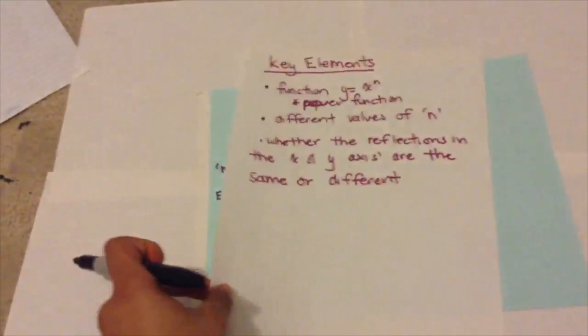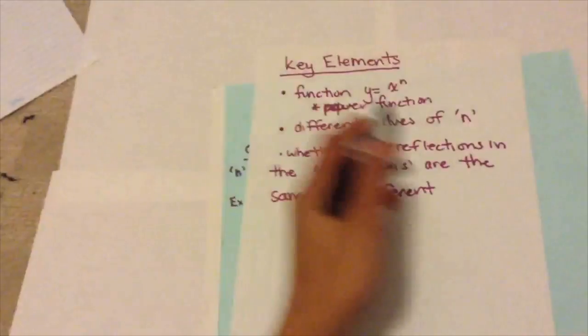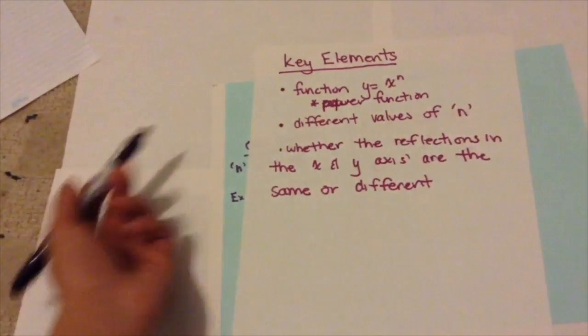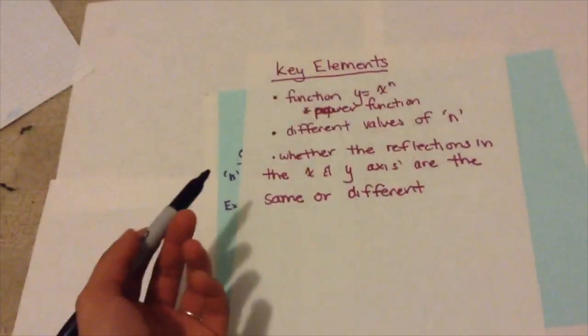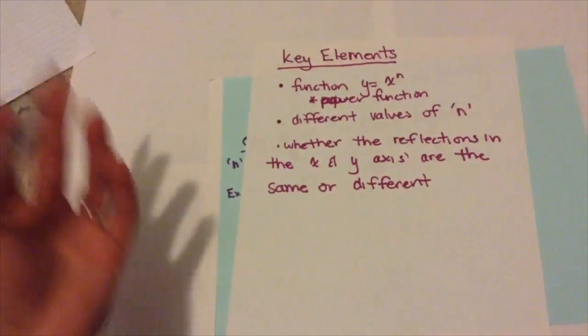Okay, so let's look at the key elements of this question. We're going to be looking at the function y equals x to the exponent n, which is a power function. We're looking for different values of n and whether the reflections in the x and y axis are the same or different.